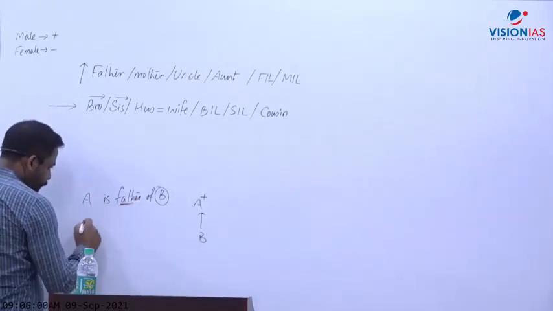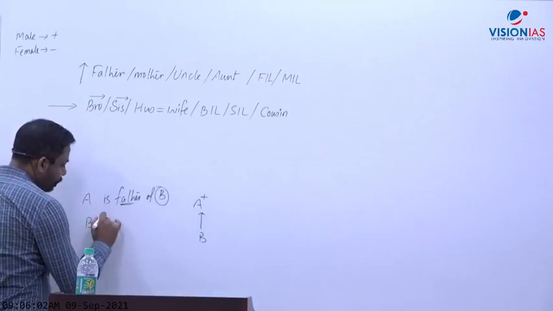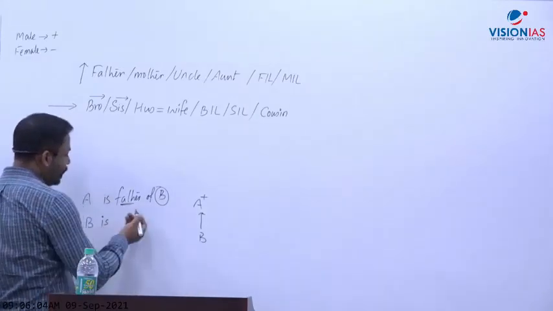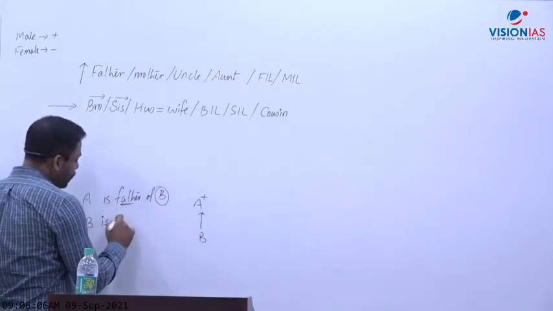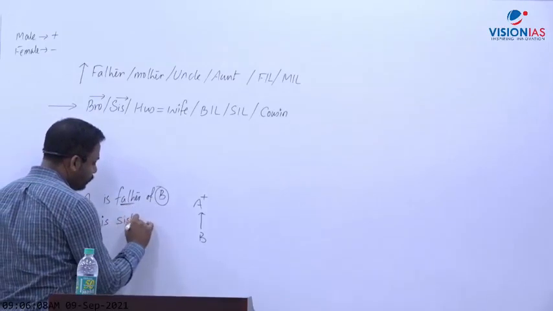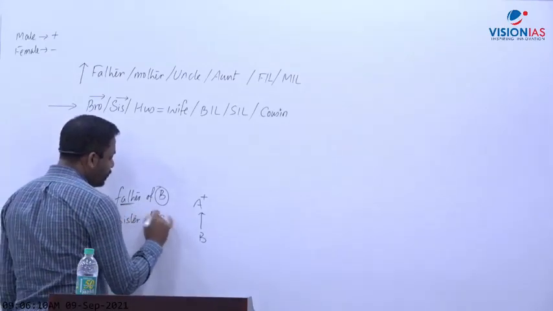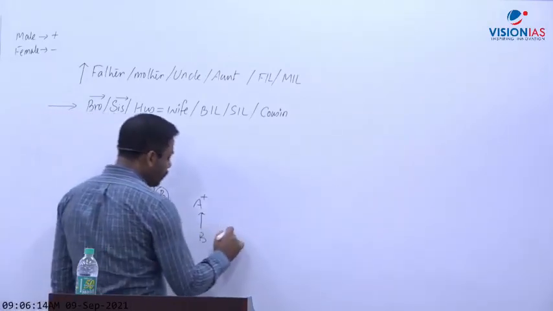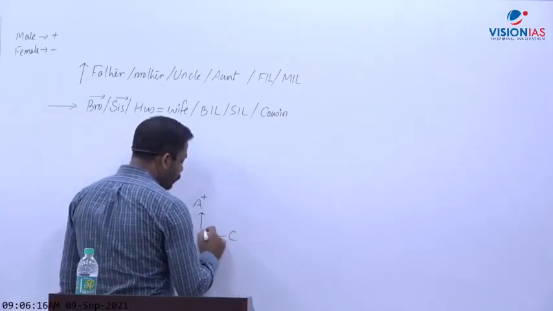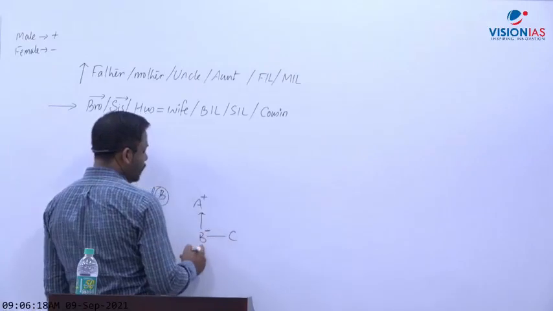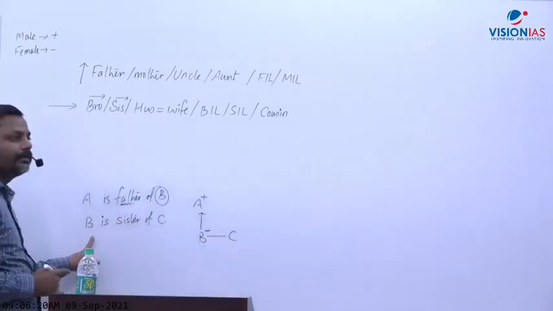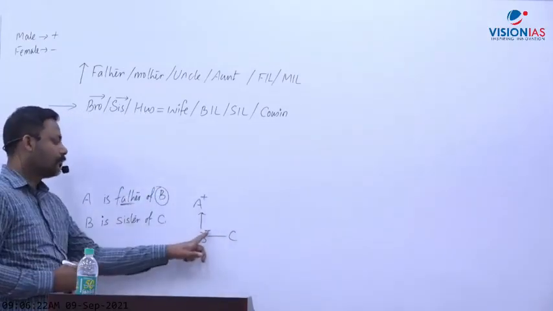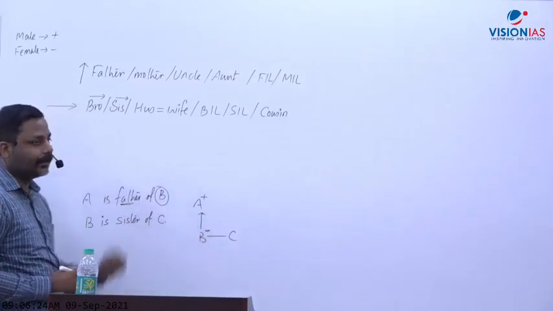Like, if we get a statement like this, that B is sister of C. So we will have to put B and C in the same level. And since B is sister, it means B is female. So that's why we will put minus sign over here.